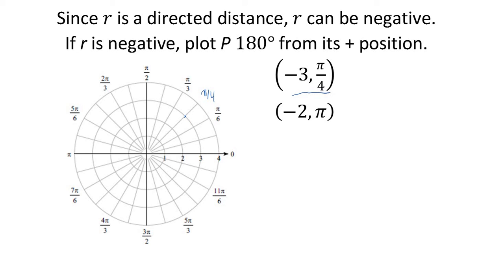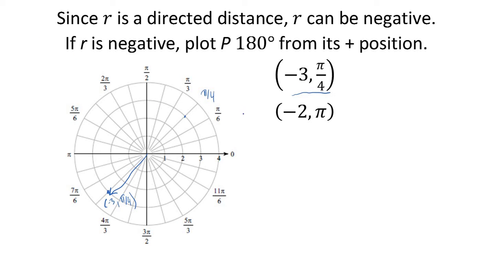Now, because it's negative, you just go the opposite direction. You go 180 degrees, or pi, and so we'd actually go this way. So we're going to go 1, 2, 3. So it's actually going to be right there. Again, that's not very straight. Use your imagination, okay? So that would be the point negative 3, pi/4. That's the way we would plot it. You go out here to 3, pi/4 and then just go 180 degrees from that.